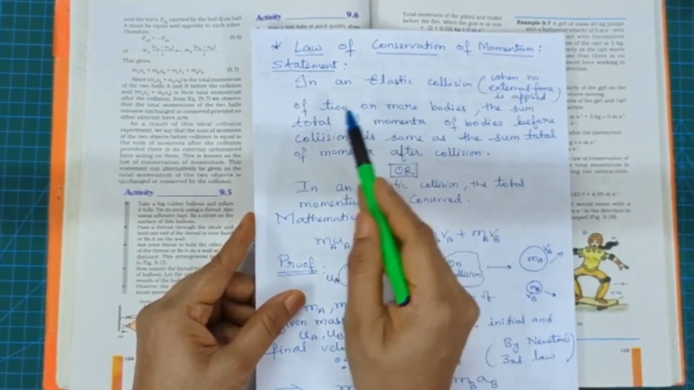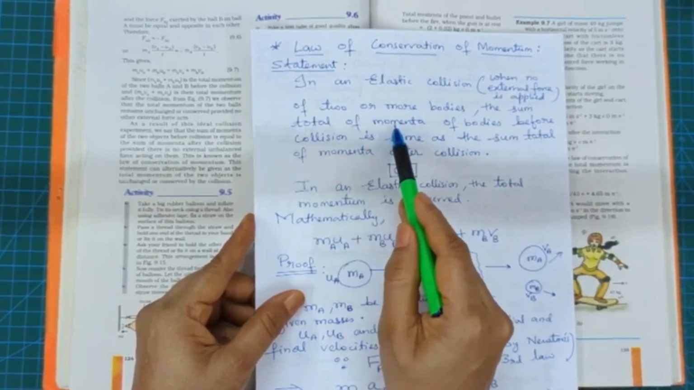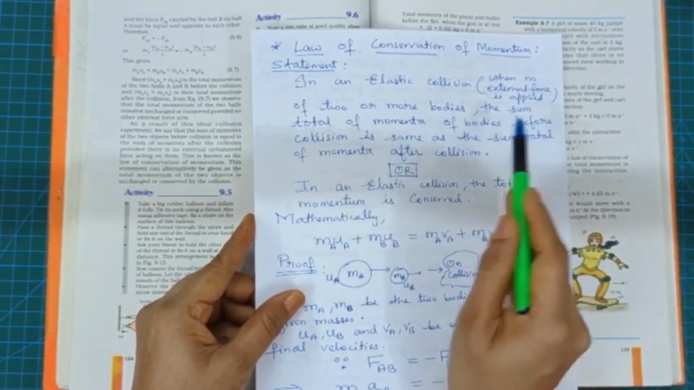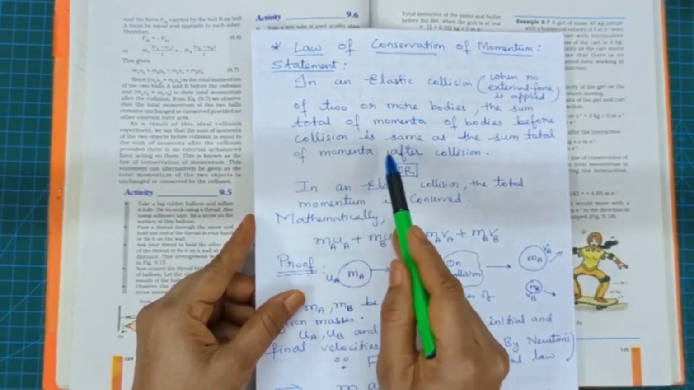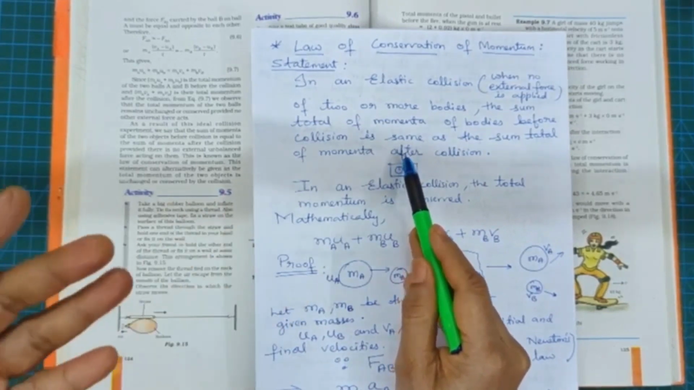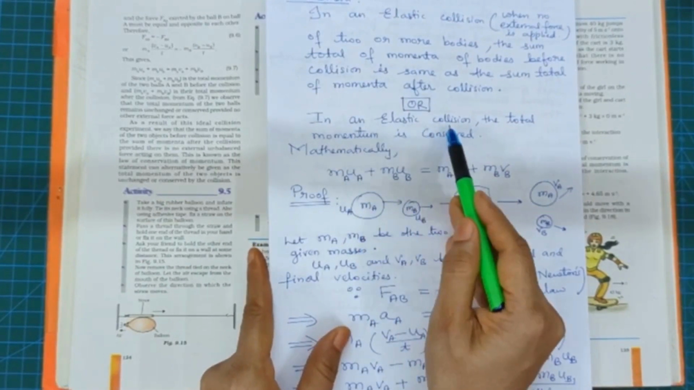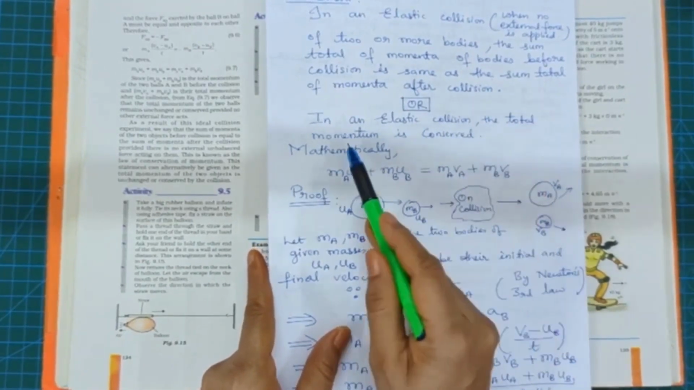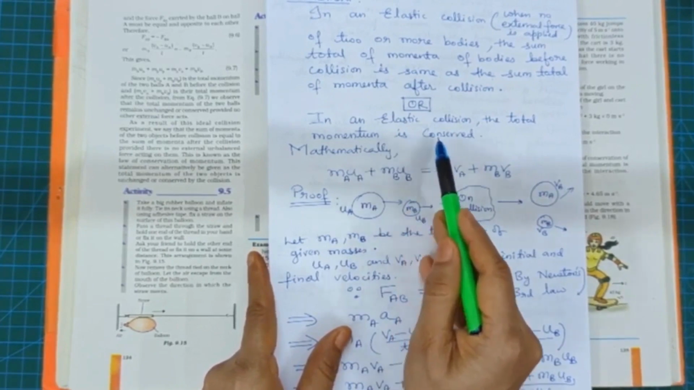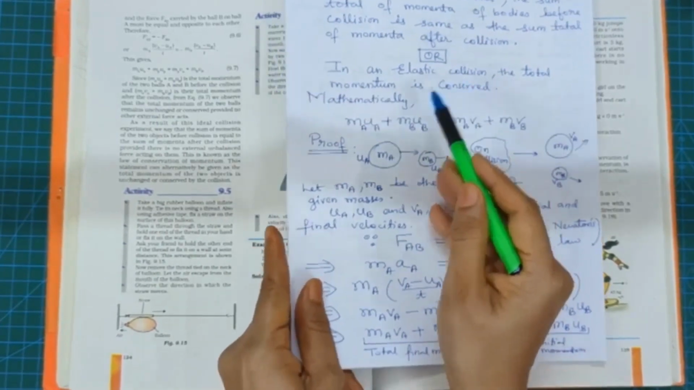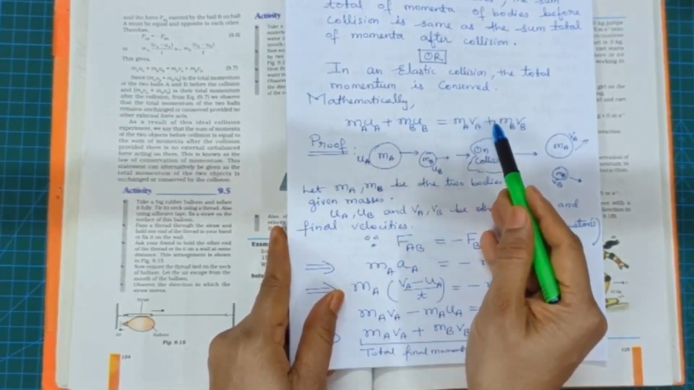So in an elastic collision of two or more bodies, the sum total of momenta of the bodies before collision is the same as the sum total of momenta of the bodies after collision. Or in short, we can say that in an elastic collision, the total momentum of the objects under collision is conserved. Mathematically, m_A u_A + m_B u_B = m_A v_A + m_B v_B.